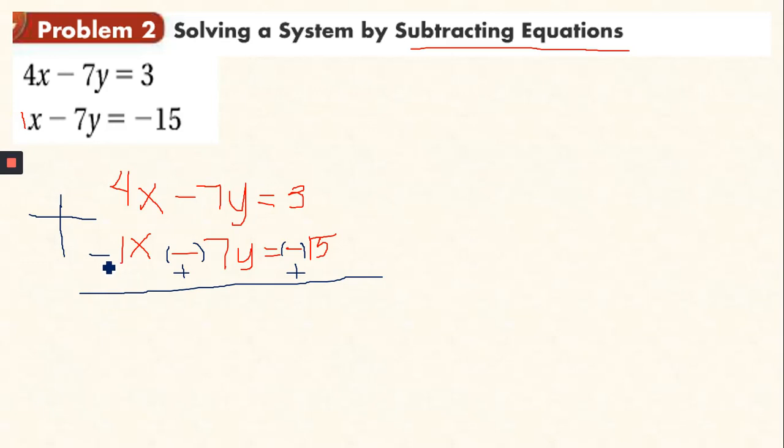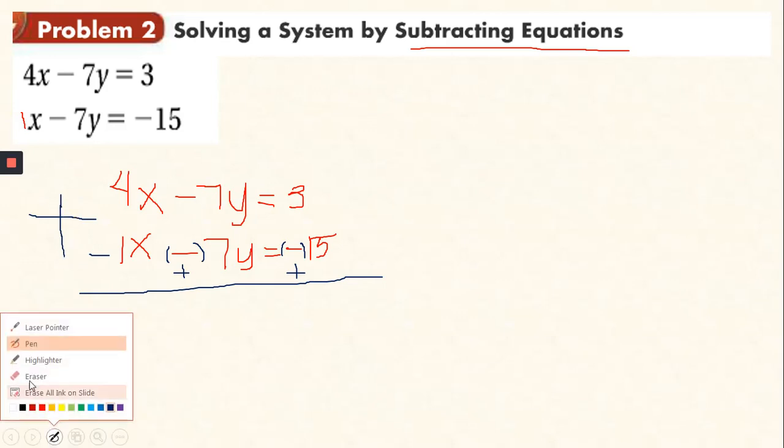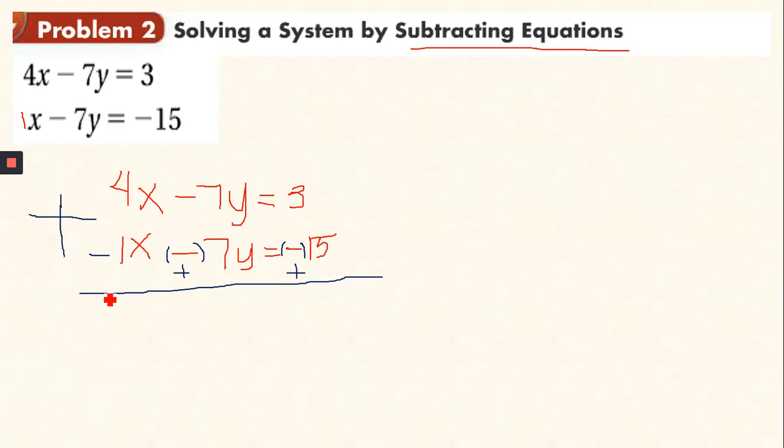Your 1x that is positive, so it becomes negative. Your 7 is negative, it becomes positive. Your 15 is negative and it becomes positive. Your subtraction sign will change to addition sign, meaning to say we're going to follow the rules in adding integers.